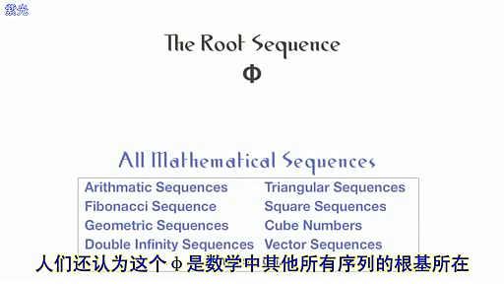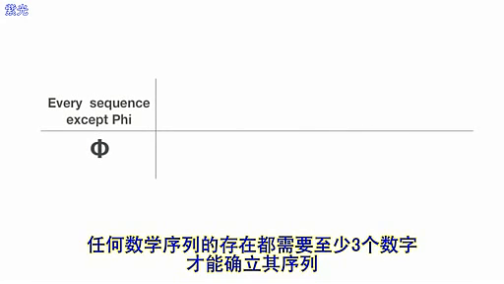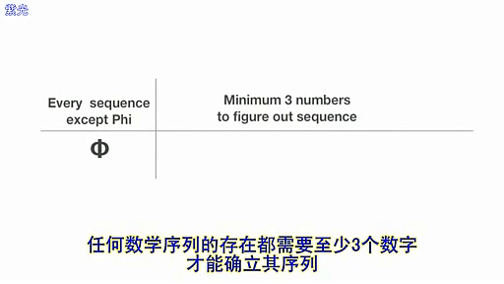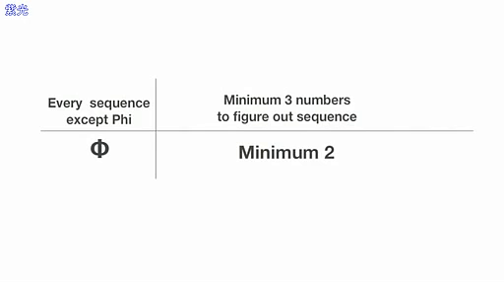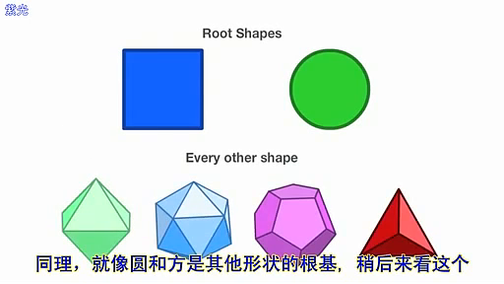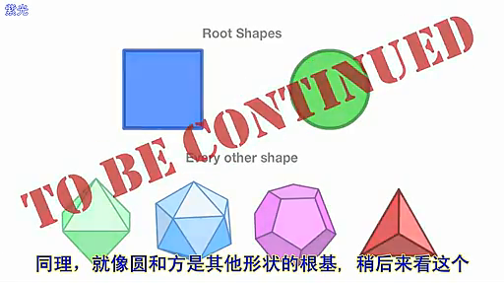It is also believed that phi is the mathematical root of all other sequences. See, every mathematical sequence in existence needs a minimum of 3 numbers to figure out the sequence. Phi only needs 2. It is the only one. Similar to how the circle and square are the source of all shape, but we'll get to that later on.